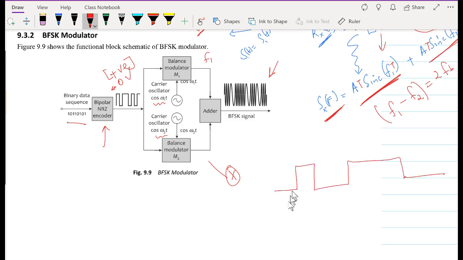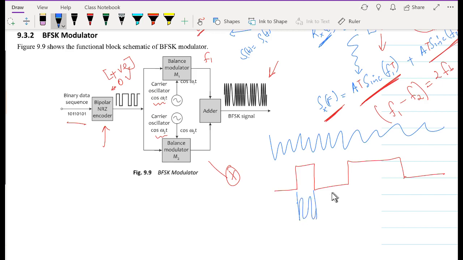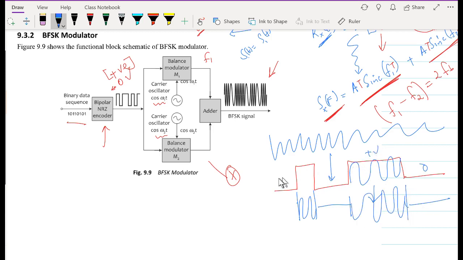When we have ones and zeros, and we are multiplying this level-encoded signal with a high frequency, at the output of that modulator we are going to have that high frequency signal, and then when it is multiplied with 0, it just goes flat. Then when you multiply again, you have this high frequency component, and then it is 0 again, so it becomes flat. So at the top output of the balanced modulator, you're going to have that one.